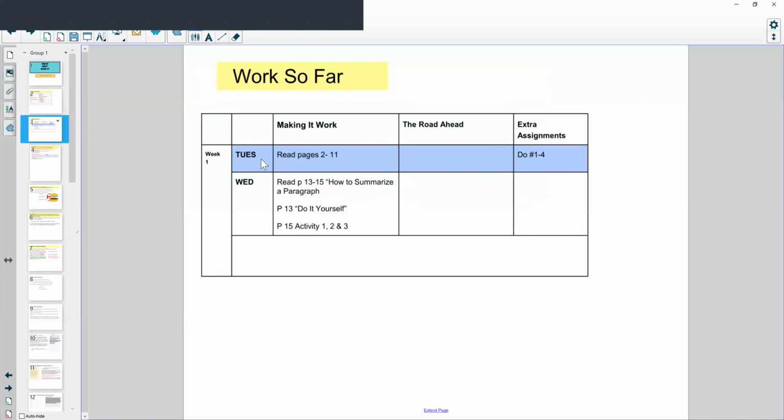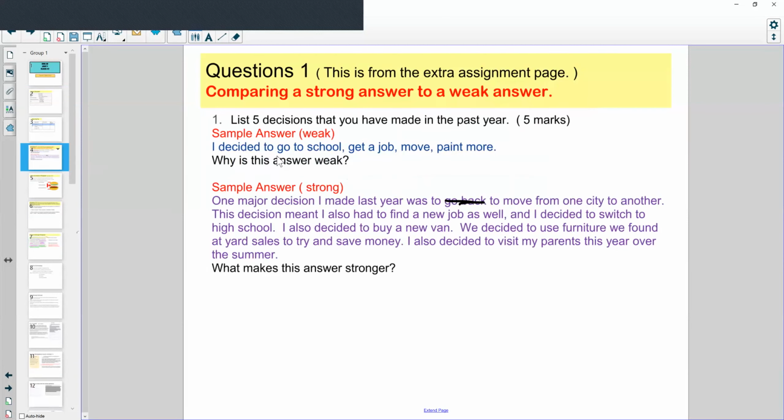Okay, so on Tuesday we read pages 2 and 11 in Making It Work, and we assigned number 1 to 2 on the extra assignment page. I wanted to give an example of a strong answer versus a weak answer. Number 1 says, list 5 decisions that you've made in the past year. And then it tells you 5 marks. 5 marks is a key that they're probably looking for 5 sentences, okay? So here the person says, I decided to go to school, get a job, move, paint more.